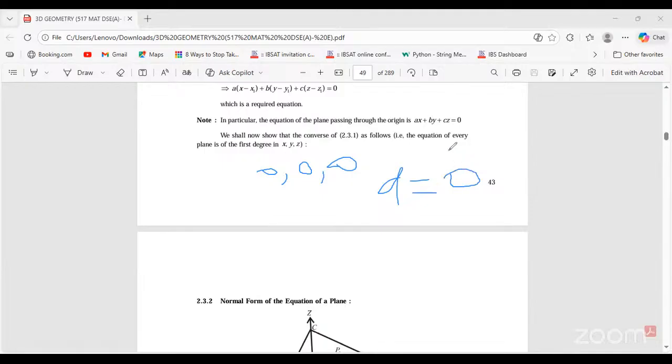So we get the d value. After getting d equals 0, we substitute the d value again in equation 1, ax plus by plus cz plus d equals 0, and we get ax plus by plus cz equals 0, which is nothing but the equation of a plane passing through the origin. This is the meaning of this.